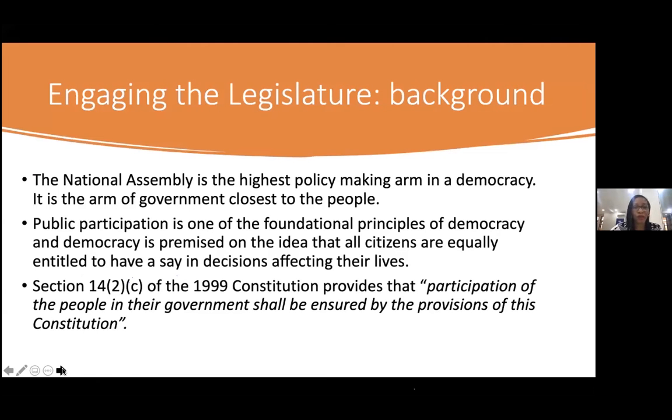Then moving now into engaging the legislature. Like we mentioned, it's the lawmaking arm of the National Assembly. It is also the highest policy-making arm in a democracy. And the legislature, which is the National Assembly in our case, is seen as the government closest to the people, because reps are elected from the grassroots, from the constituencies. Also, the Constitution provides that the participation of the people in their government shall be ensured by the provisions of the Constitution.